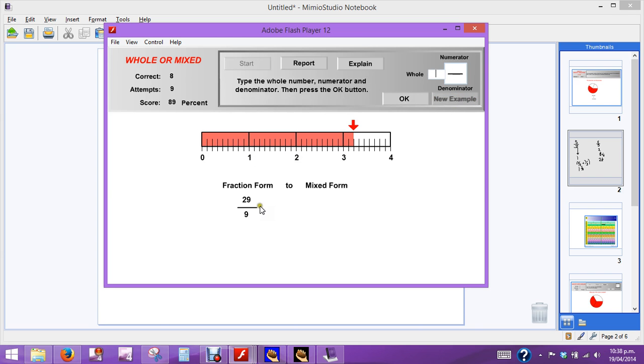About that one. 29 ninths, 9 goes into 29. You can see that it's 3 and something, 3 and 2 ninths, but I want to look at it from here. 9 goes into 29, 9 threes are 27, so we've got the 3 wholes, but we have 29, so we have 2 ninths part left over. Notice how we're doing division. We're dividing 29 by 9 bits. Next one, 7 sixths. 6 goes into 7 once and 1 sixth over.